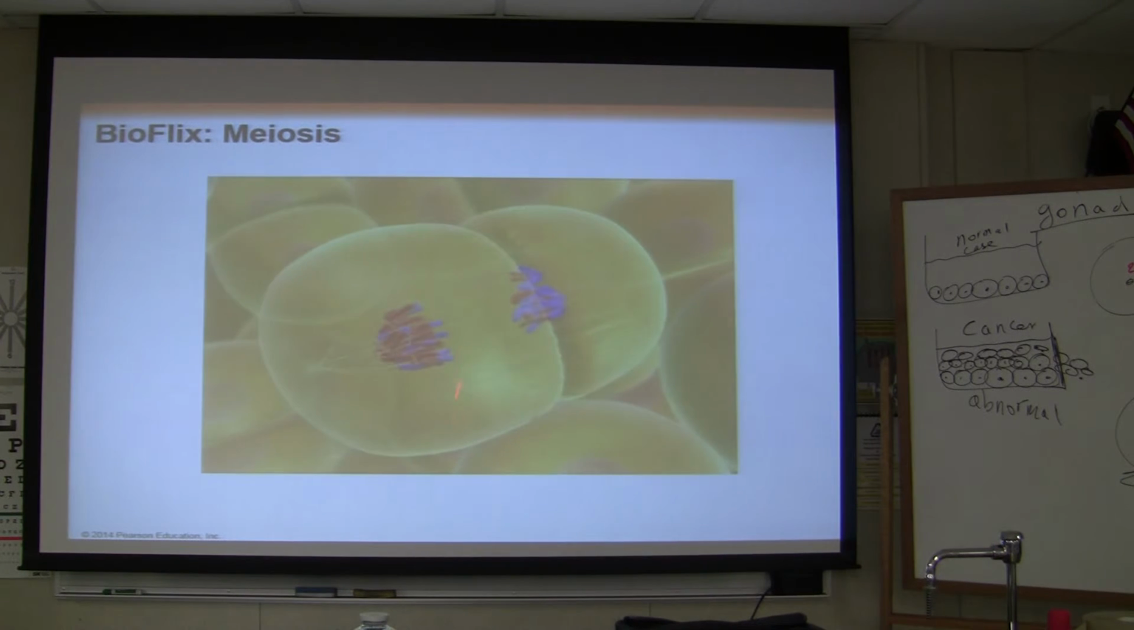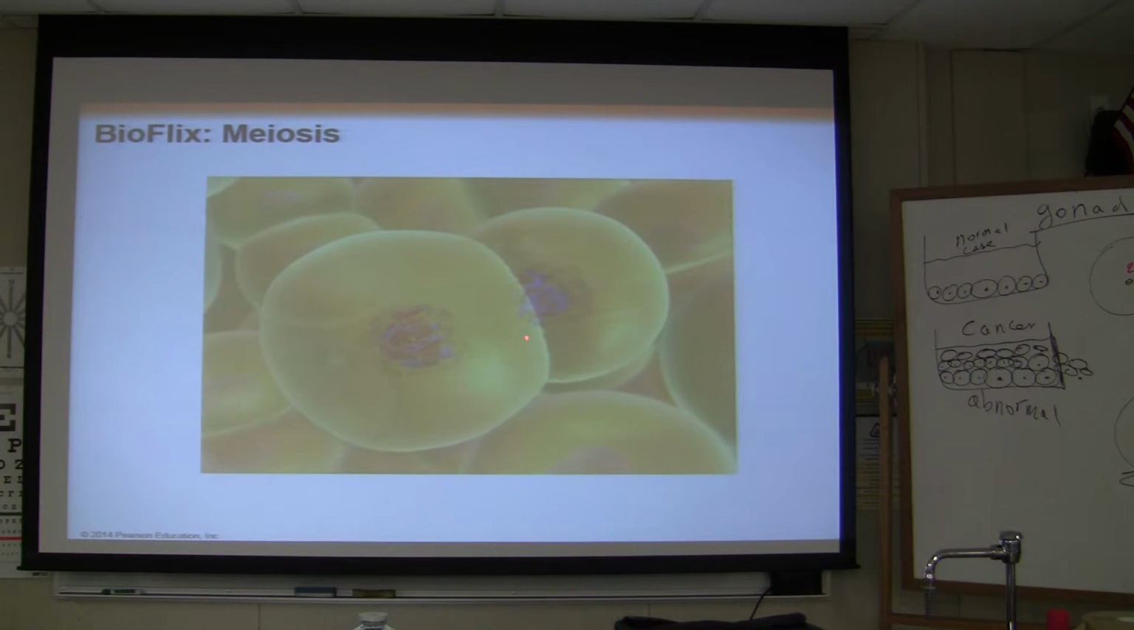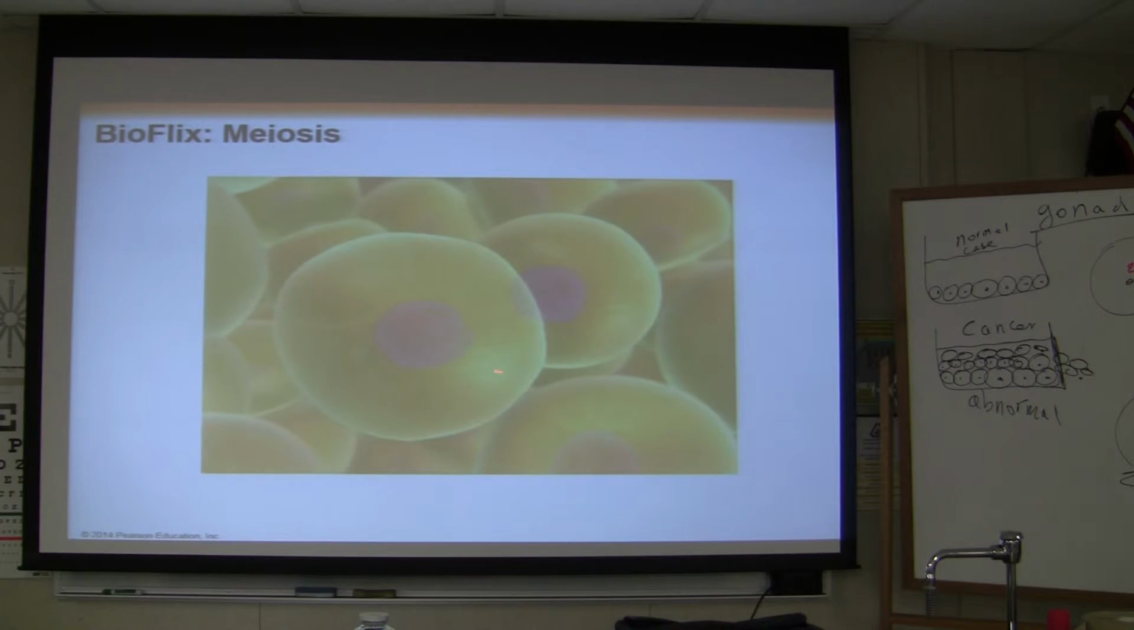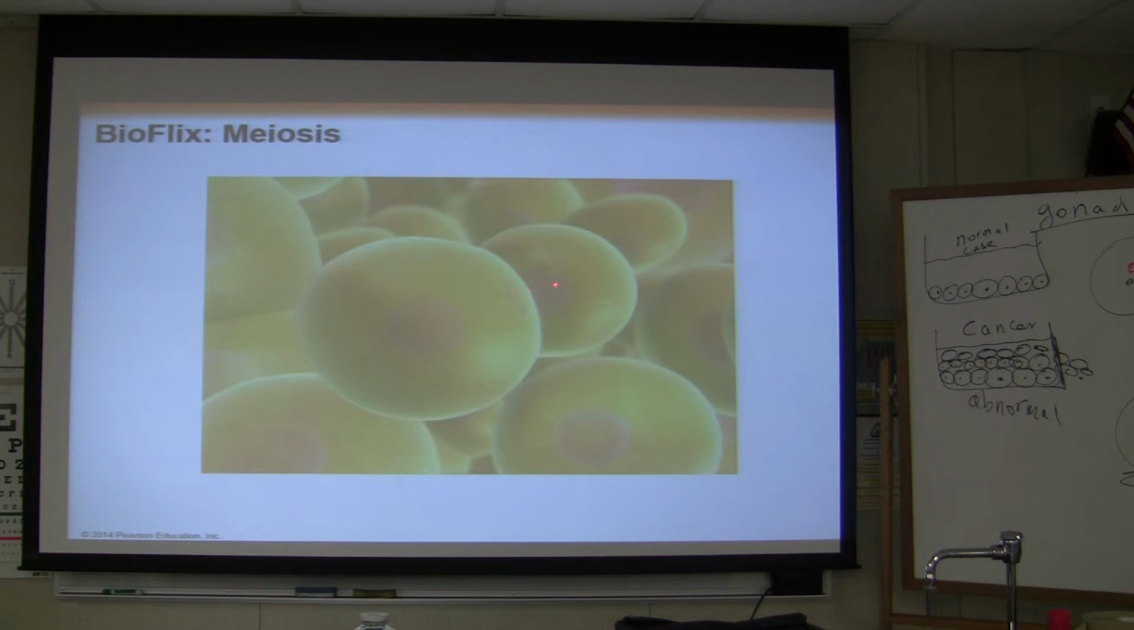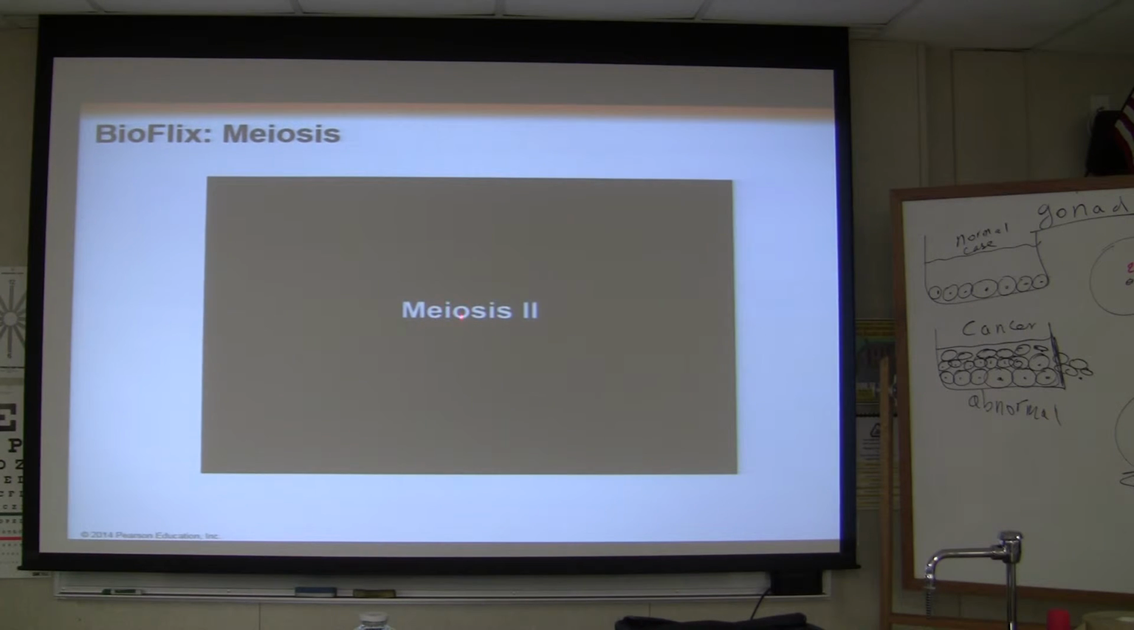Okay, telophase 1. This cell began meiosis with 46 chromosomes, but each daughter cell now has only 23 chromosomes. 23 chromosomes, 23 chromosomes. Meiosis 2.